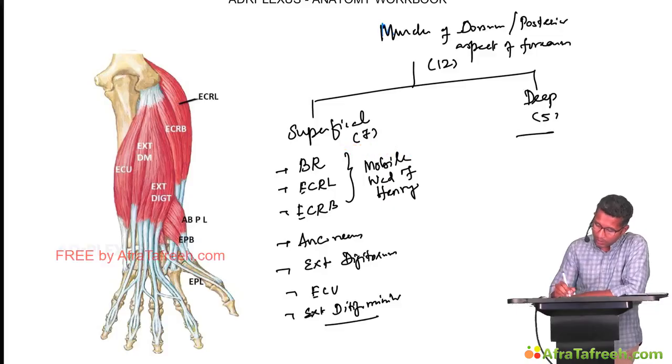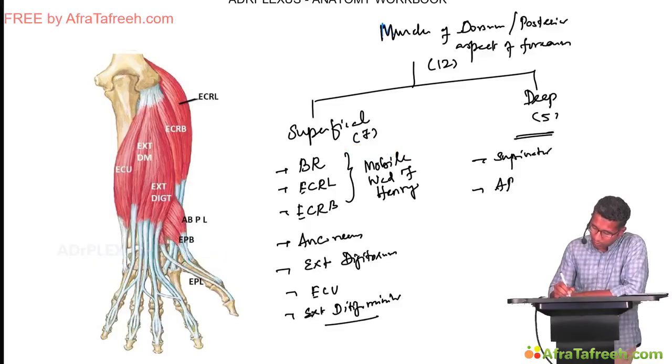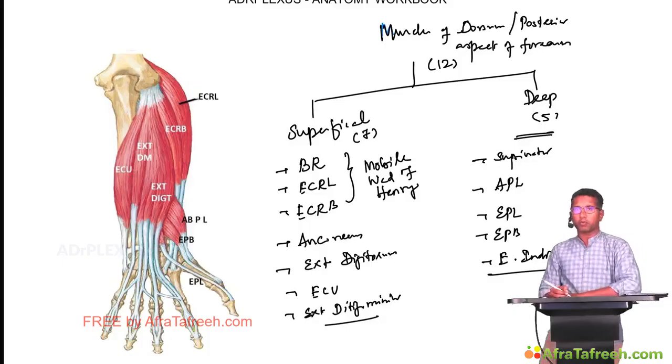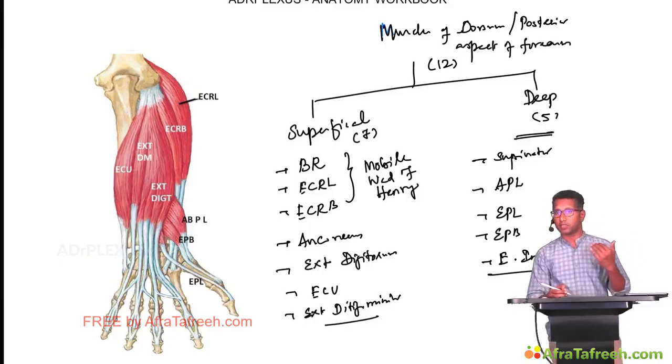Now what are the deep muscles? One is supinator. The next muscle in this region is abductor pollicis longus. The next are extensor pollicis longus and extensor pollicis brevis, and the last muscle is extensor indicis. These five muscles form the deep group of the posterior aspect of the forearm.